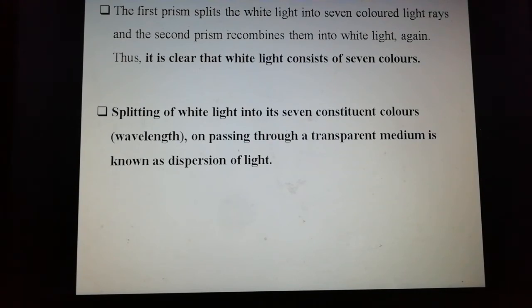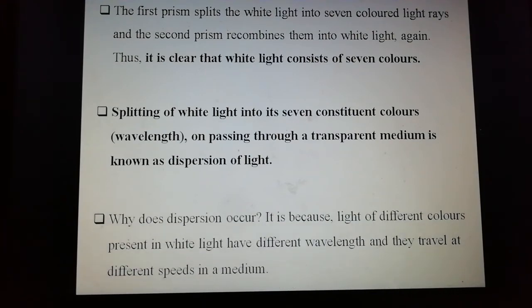Splitting of white light into its 7 constituent colors on passing through a transparent medium is known as dispersion of light. Then why does dispersion occur? For what reason is white light refracted into 7 different colors? Why does the dispersion occur?